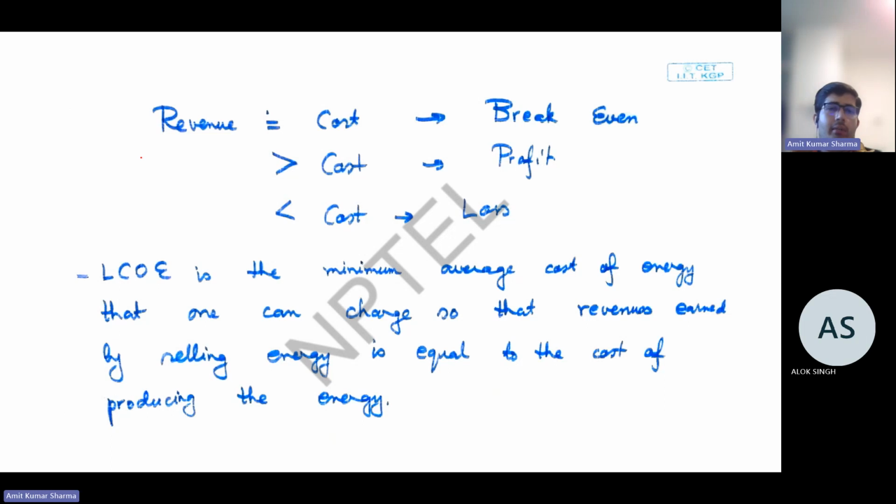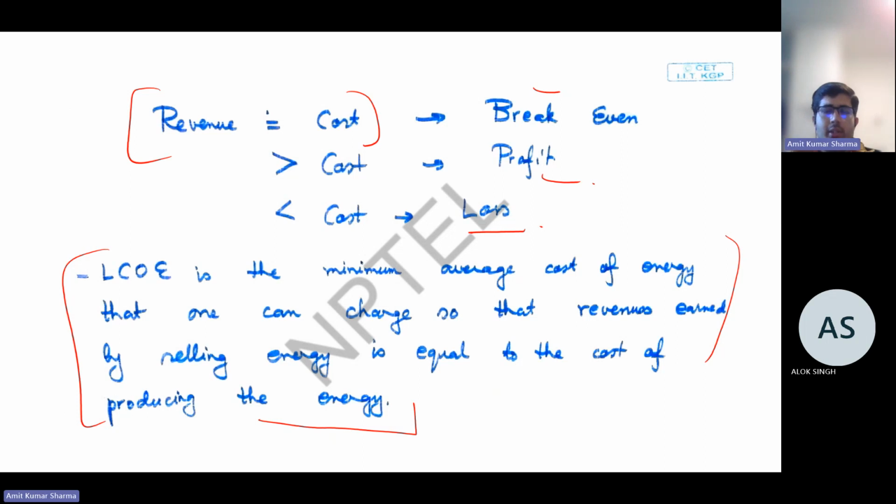If revenue is equal to cost, then it's a break even. If revenue is greater than cost, it's profit. If revenue is less than cost, it is loss. So LCOE is the minimum average cost of energy that one can charge, so that the revenue earned by selling energy is equal to the cost of producing the energy. I think I've also covered a question about this.